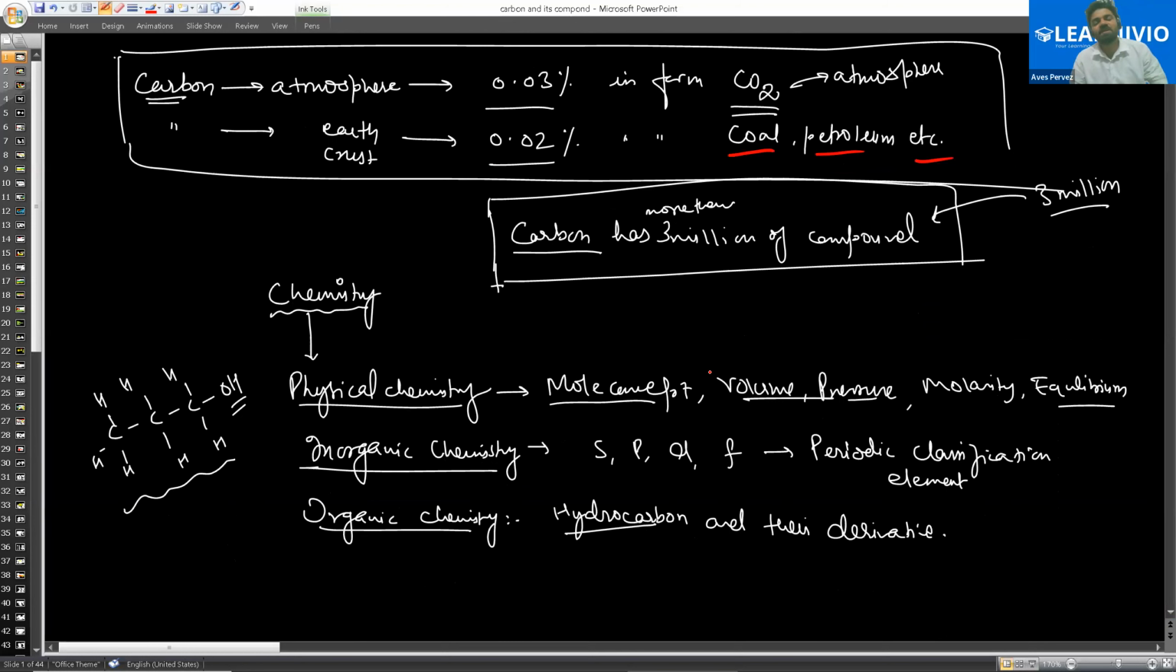In physical chemistry, we generally study the mole concept, volume, pressure, molarity, and equilibrium. In inorganic chemistry, we study the periodic table and how elements are arranged. But in organic chemistry, we're going to study hydrocarbons, the compounds of hydrogen and carbon, and their derivatives. What are derivatives? We're going to discuss it later. Please note down everything that is written on the slides.